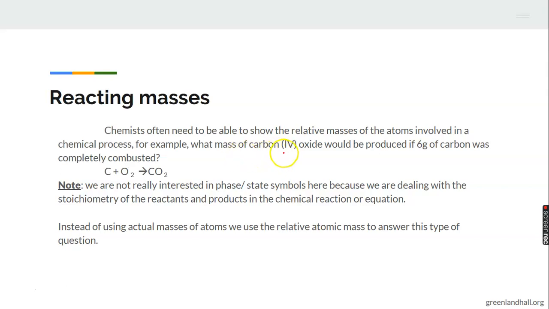what mass of carbon dioxide will be produced if 6 grams of carbon was completely combusted? When you say something is completely combusted, that means it is completely burnt. Don't forget, the question says what mass, so we have to calculate the mass of carbon dioxide that will be produced if 6 grams of carbon is completely burnt, or completely combusted, in oxygen.